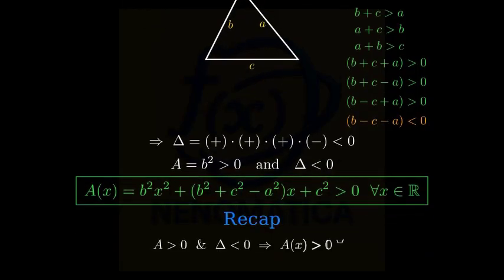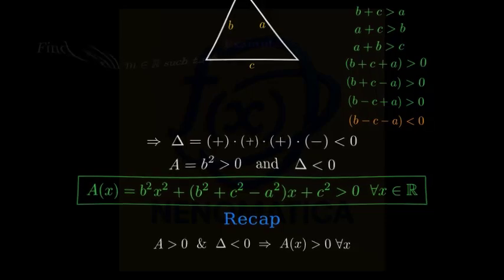Recap. We use two facts. 1. The leading coefficient b squared is positive because b is a side length. 2. The discriminant simplifies, via difference of squares twice, to a product of four linear factors whose signs are determined by the triangle inequalities. The product is negative, so delta is negative. Hence the quadratic is always positive.